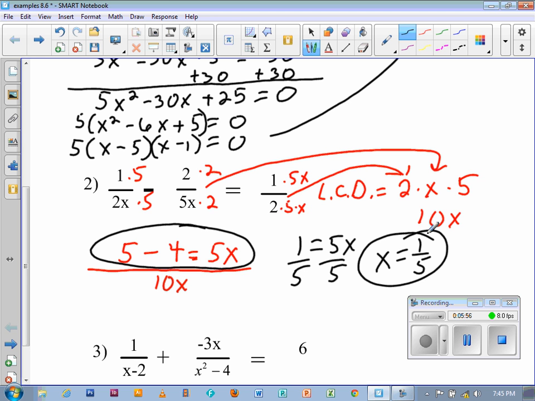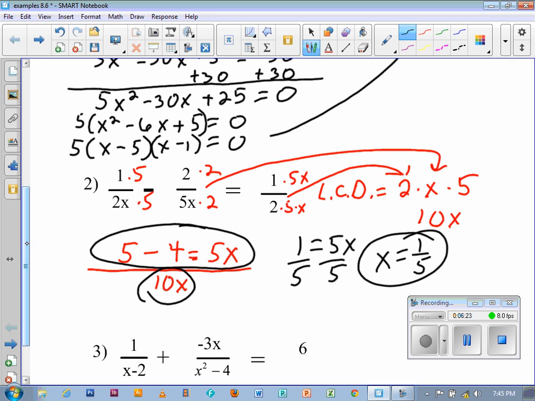So several steps here. First step is to find the LCD of all three fractions. List that on the bottom like we did here. Then rewrite all your fractions with that least common denominator. And I did that here, here, and here. You just have to figure out what's missing and multiply by that. And then you just solve the numerator for x. In this case, the numerator was a linear equation, pretty simple. Just solve for x, you got 1/5.